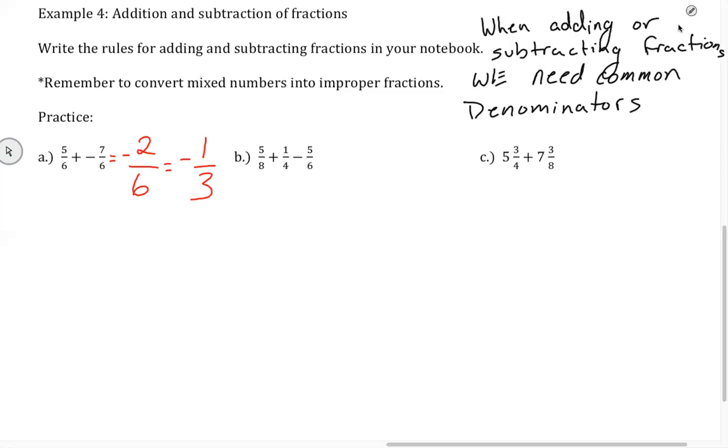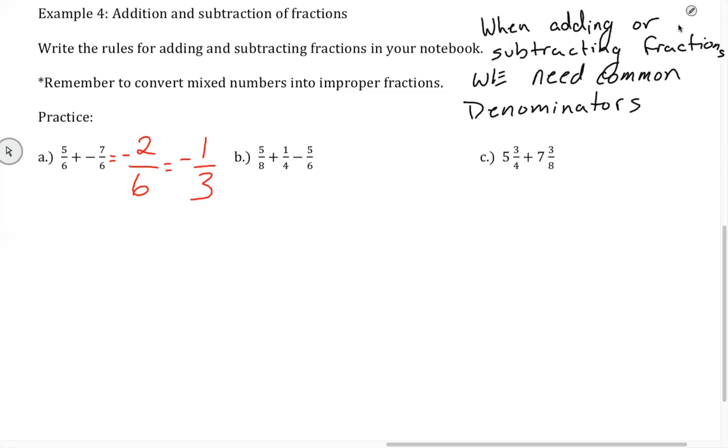Okay? So when we're dealing with fractions, what we want to do is complete the problem and then reduce it. All right? So if we can reduce our fraction, that's what we need to do.